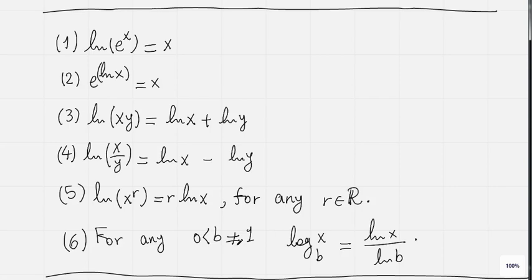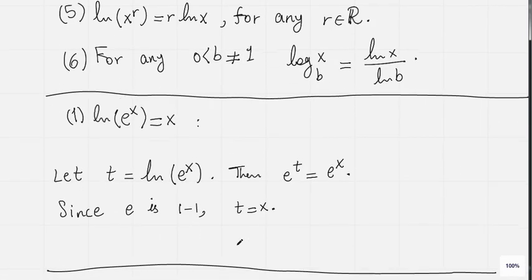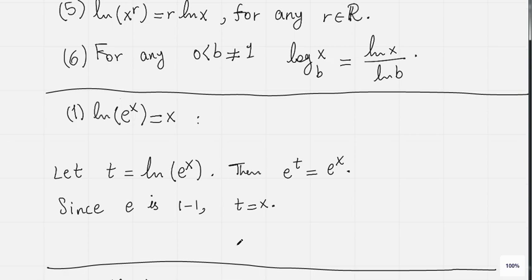Okay, let's start proving these properties. First we start with ln e to the x is equal to x. Let's call ln e to the x t, and then by property star, e to the t is equal to e to the x. Since e to the x is a one-to-one function, t has to be x. But what was t? t was ln e to the x. So ln e to the x is equal to x. So the first property is proved.